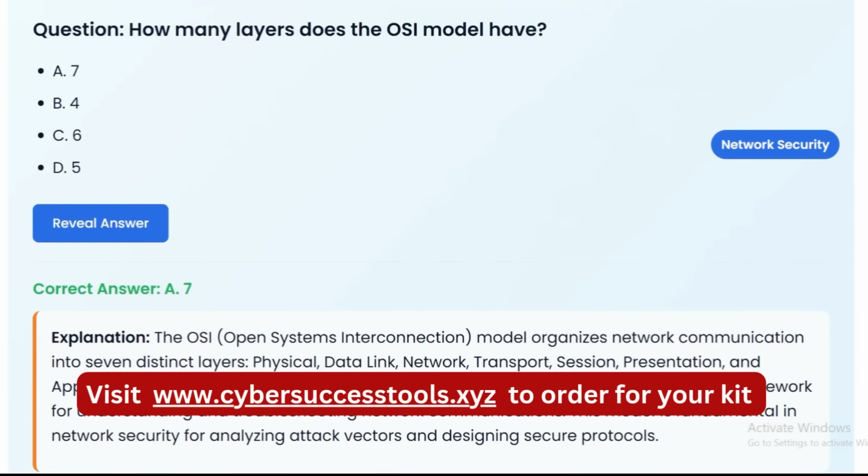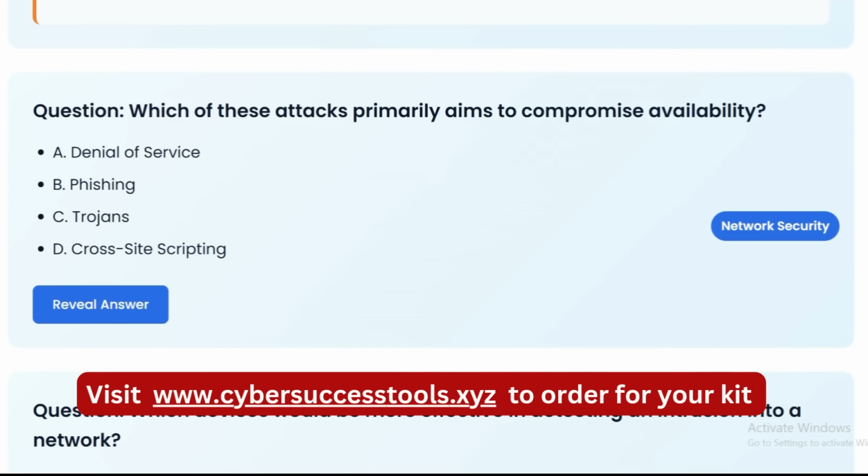Next question is, which of these attacks primarily aims to compromise availability? Also, we have talked about this before. Availability means that you have access to services or resources whenever you need them, especially when you have the authorization. So is it denial of service that attacks availability, phishing, trojans, or cross-site scripting?